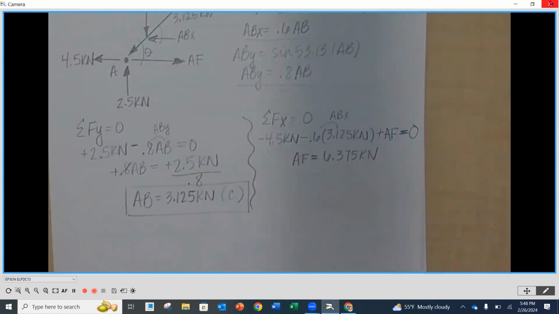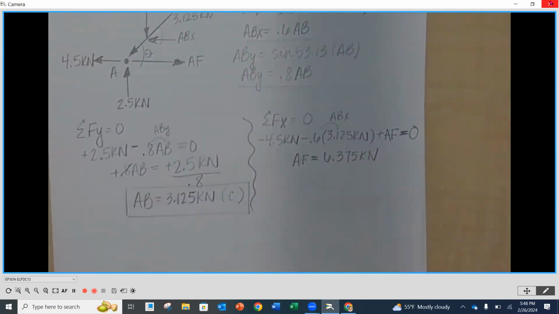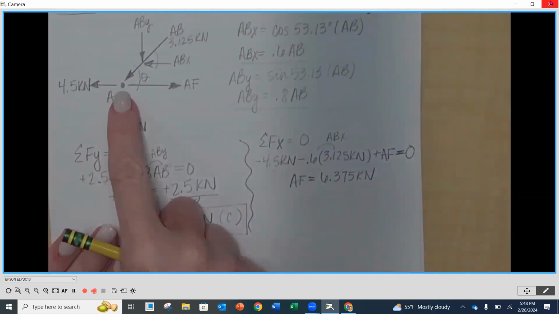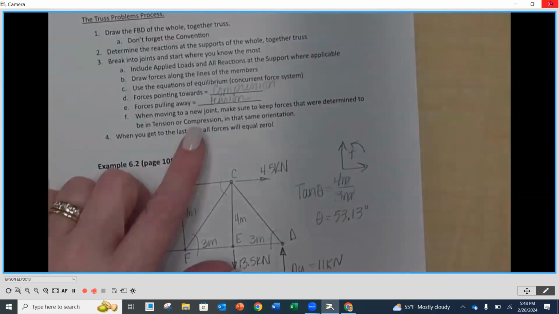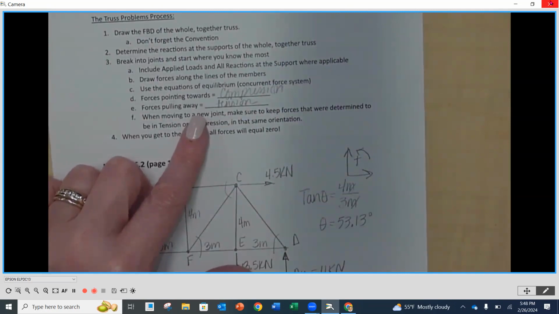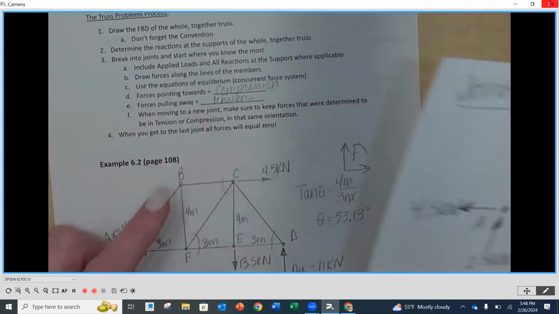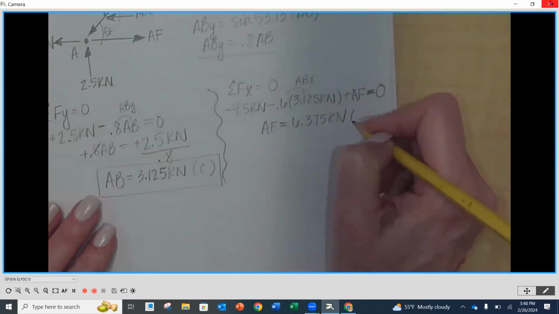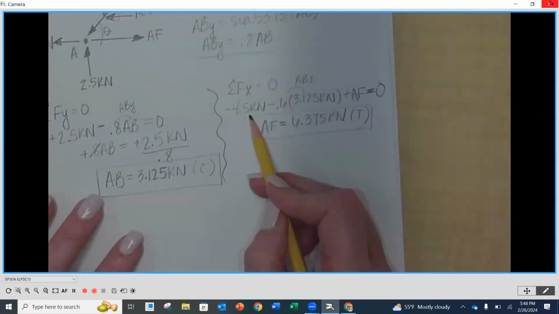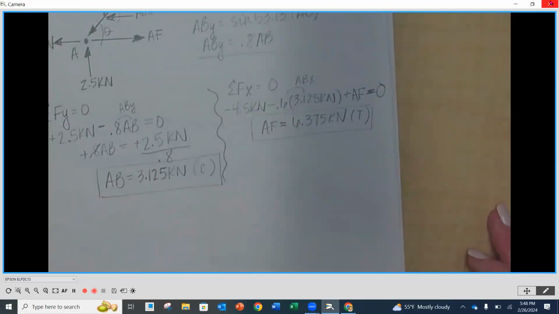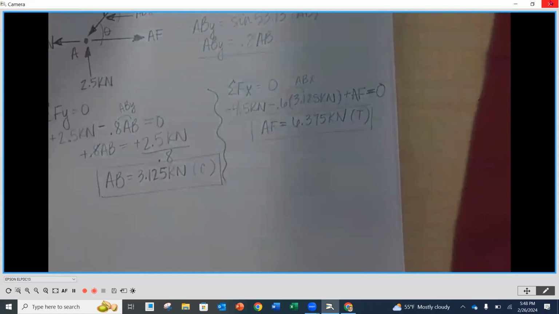But now that we have its magnitude of 6.375 kilonewtons, we need to determine, before we move on, is this in tension or in compression? Our joint is A, it's pulling away from the joint. You need to look back. Is this tension or compression? Tension, yep. So we're going to put in parentheses a T in back of it. And then we're going to put a box around that. Each one of these members is a final answer, something we're looking for in these problems.